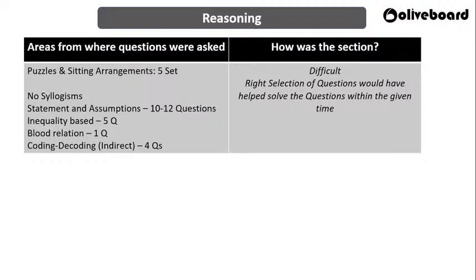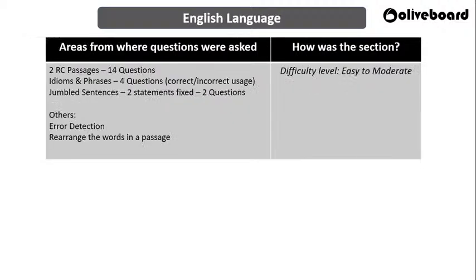No syllogisms were asked, but in shift one, we did see syllogisms. Okay, there were inequality based questions, there were coding decoding questions, okay, and statement assumption questions were there. So again, expected kind of questions that were asked, but the difficulty level was high. So yes, overall reasoning also difficult. Let's move on.